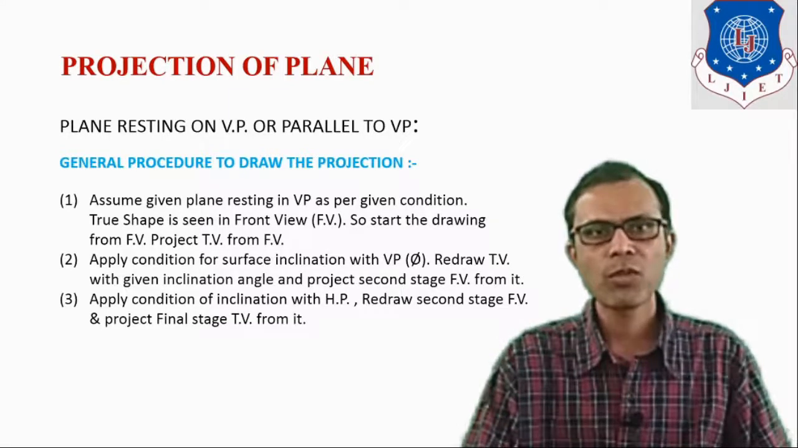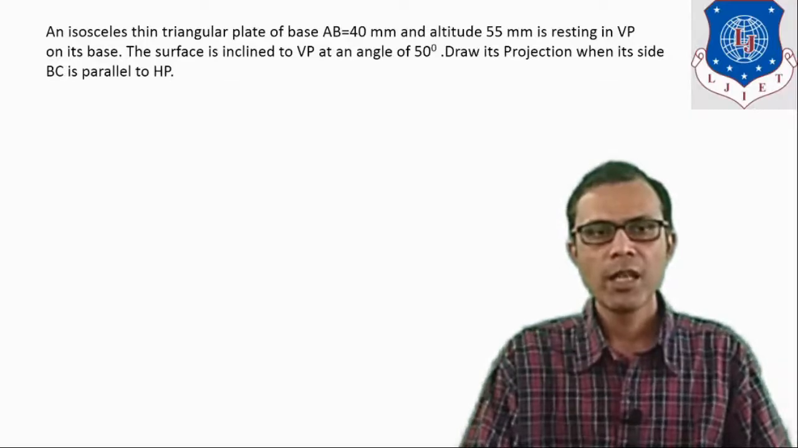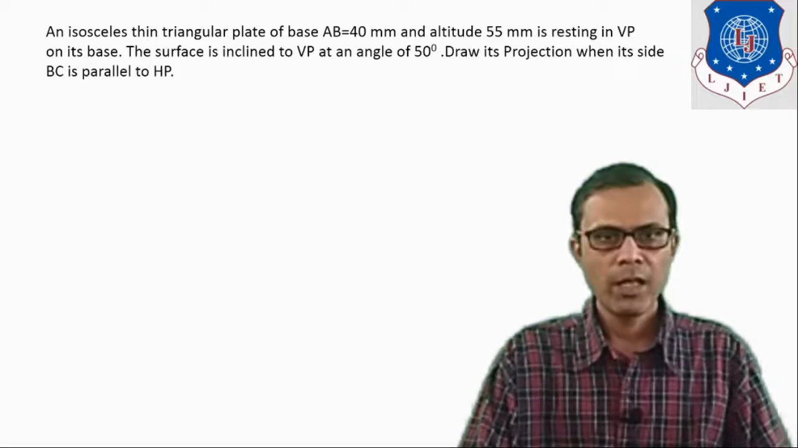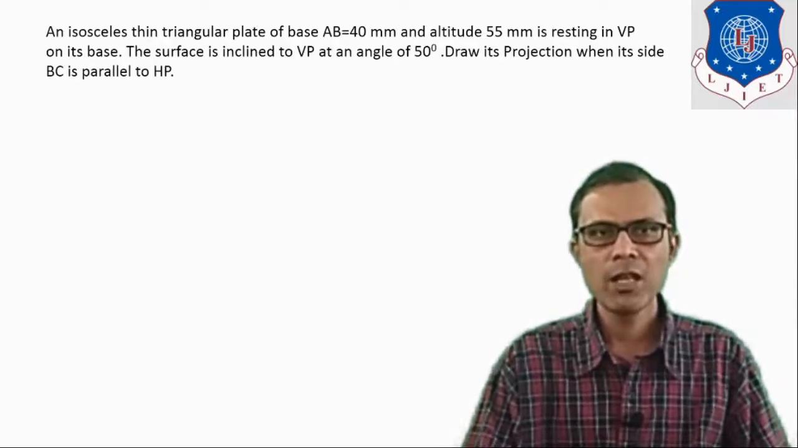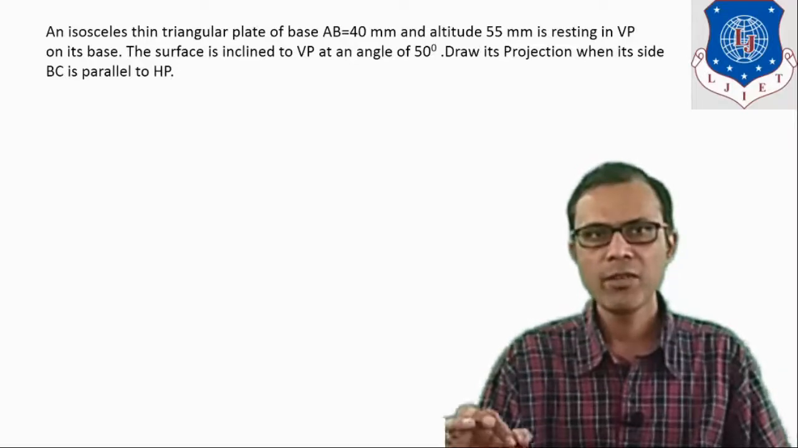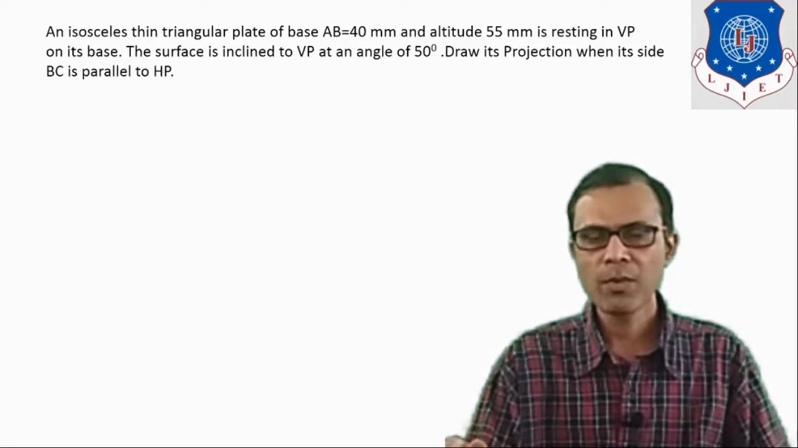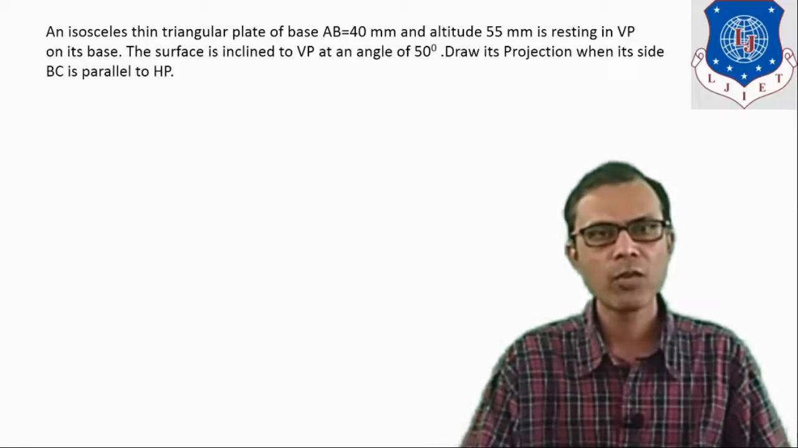Now let's see this procedure with an example. So here the given data is an isosceles triangular plate of base AB 40 mm and altitude 55 mm is resting in VP. So first point is very clear. The given plane is resting in VP. So when we see this condition, one point should be very clear is that we have to start from the true shape which is seen in front view. So we will start from the front view.